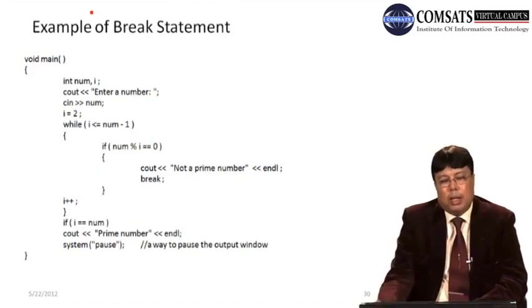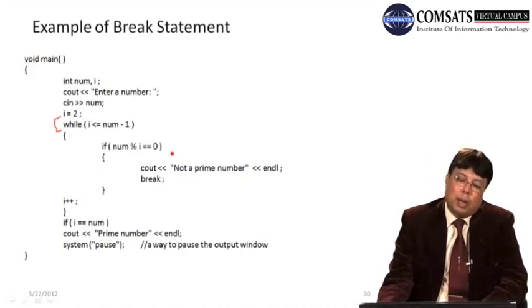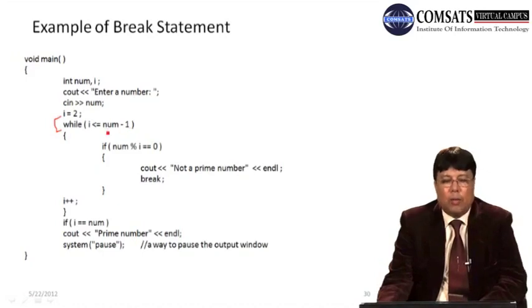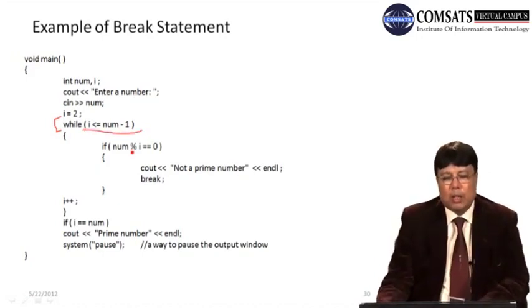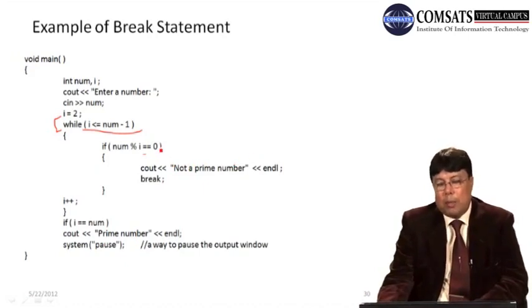So you enter a number, divide it, start trying the divisor from 2 to n-1, and if the integer remainder comes to 0, it means that a divisor exists. For example, the number is 4, you divide the number by i here, i up to num minus 1. If i is less than num minus 1, okay, this is the test. Here you divide the number. 4 divided by 2 gives remainder 0. So obviously 4 is not a prime number.